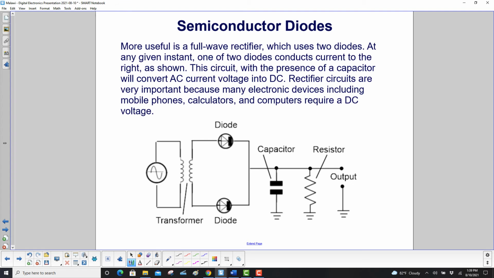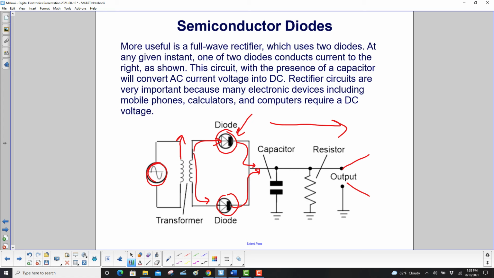More useful is a full-wave rectifier, which uses two diodes. One over here, one over here. At any given instant, one of the two diodes conducts current to the right, as shown, and then can be picked off the output here. So what happens, here's your AC. When it's going in this direction, it can go through that diode. When it switches direction and goes here, it never gets to this diode because that's going to block it, but the current will flow. So the two of them add together and you get the full amount of current. And this current, with the presence of a capacitor, will convert AC voltage into DC.